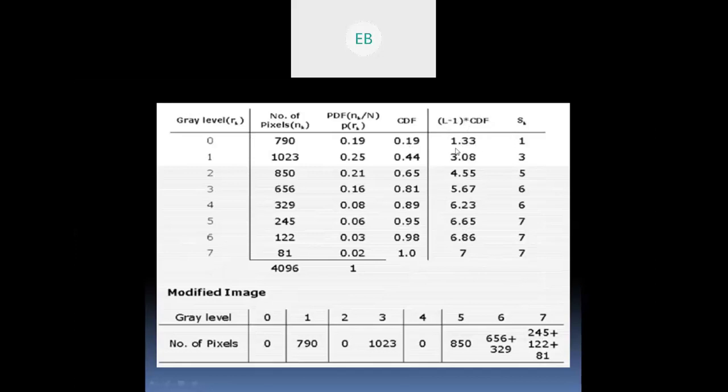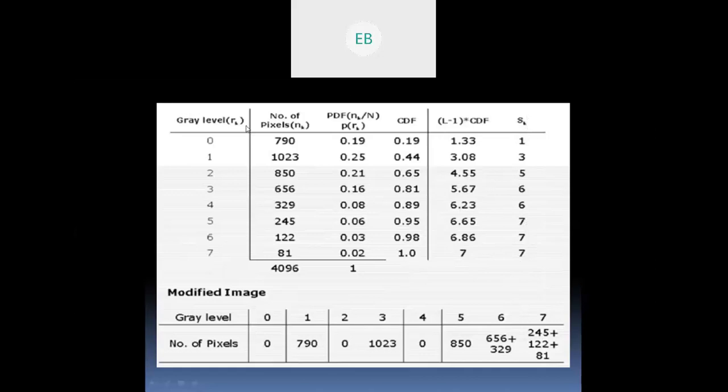So 7 into CDF. Suppose 7 into CDF of gray level 0. So 7 into CDF of 0 is 7 into 0.19. So we get 1.33. Again 7 into CDF of 1 is 7 into 0.44, this. Then 7 into 0.65 is this. 7 into 0.81 is this. And accordingly 7 into 1.0 is 7. So this is the overall cumulative distribution function.